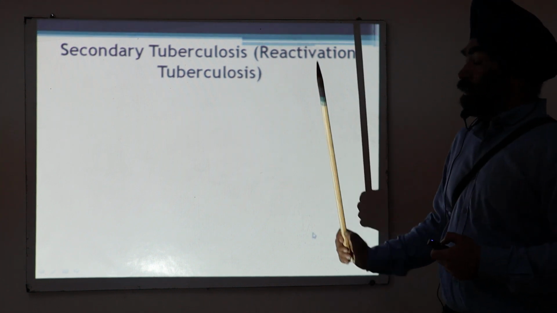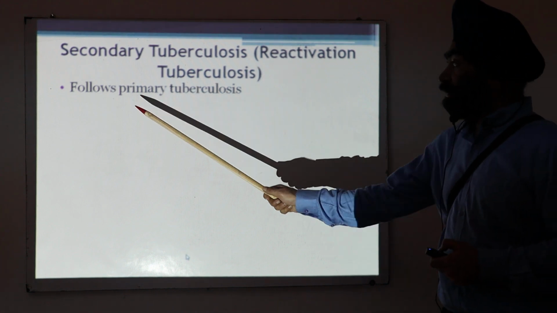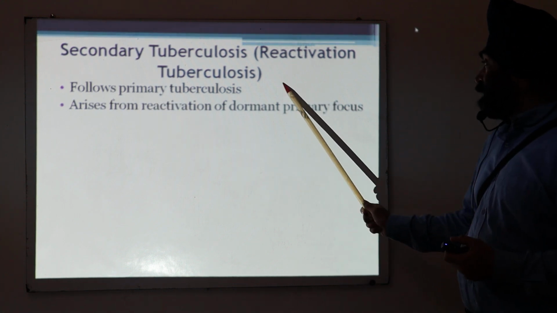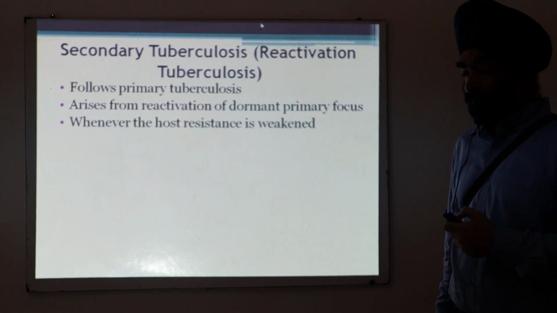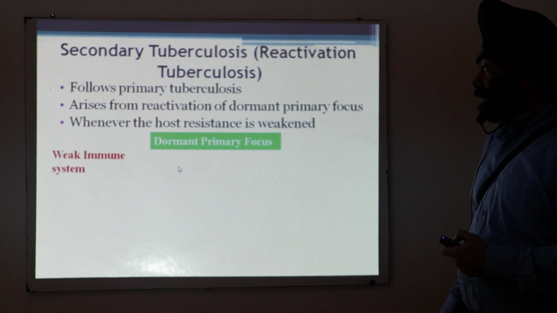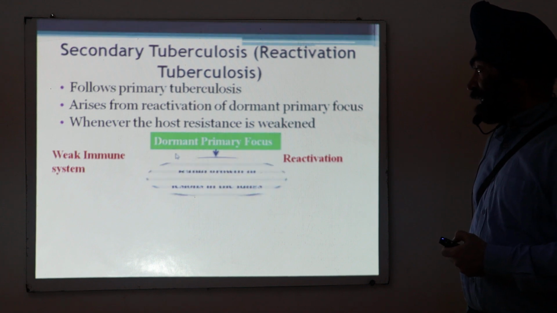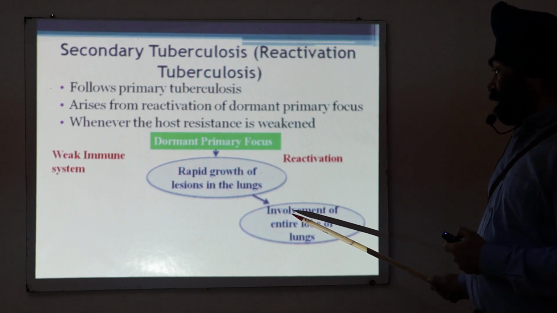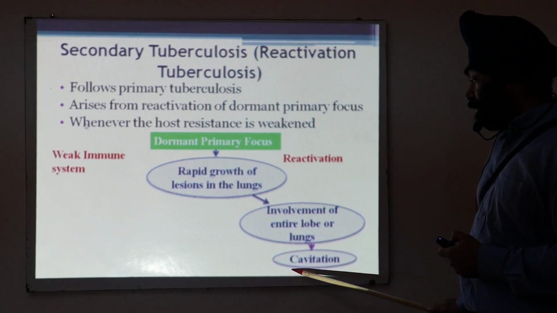Now, secondary tuberculosis. As I told, it is a reactivation tuberculosis, so obviously it follows the primary tuberculosis. It arises when the dormant primary focus is reactivated, and it happens when the immune response is weakened. So if there is a weak immune response, the dormant primary focus is reactivated, and there is a rapid growth of lesions in the lungs that will involve the whole lobe or the lungs, and it will lead to formation of cavities.